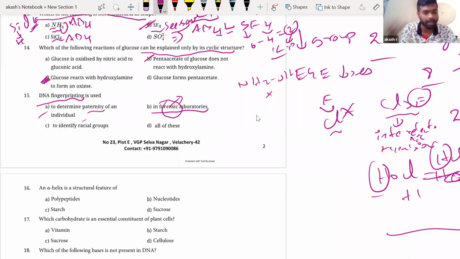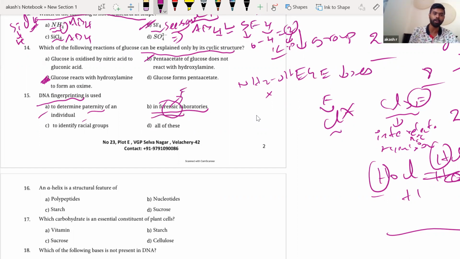Say for example, in the murder scene, if some hair is found, that hair will be taken as a sample. They'll put it in a polythene cover and they will take it for DNA analysis, right? So in the hair you will have your DNA, right? So that DNA will be matched with the person, and easily that culprit can be found out. Okay, so that is what you mean by forensic laboratories.